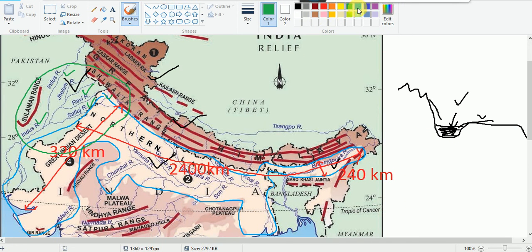See here, the Ghaggar River is flowing here, and here the Tista River is flowing. This section between the Ghaggar River and the Tista River is known as the Ganga Plain. The whole section is known as the Ganga Plain, and it covers Haryana, Delhi, Uttar Pradesh, Bihar, then West Bengal states.